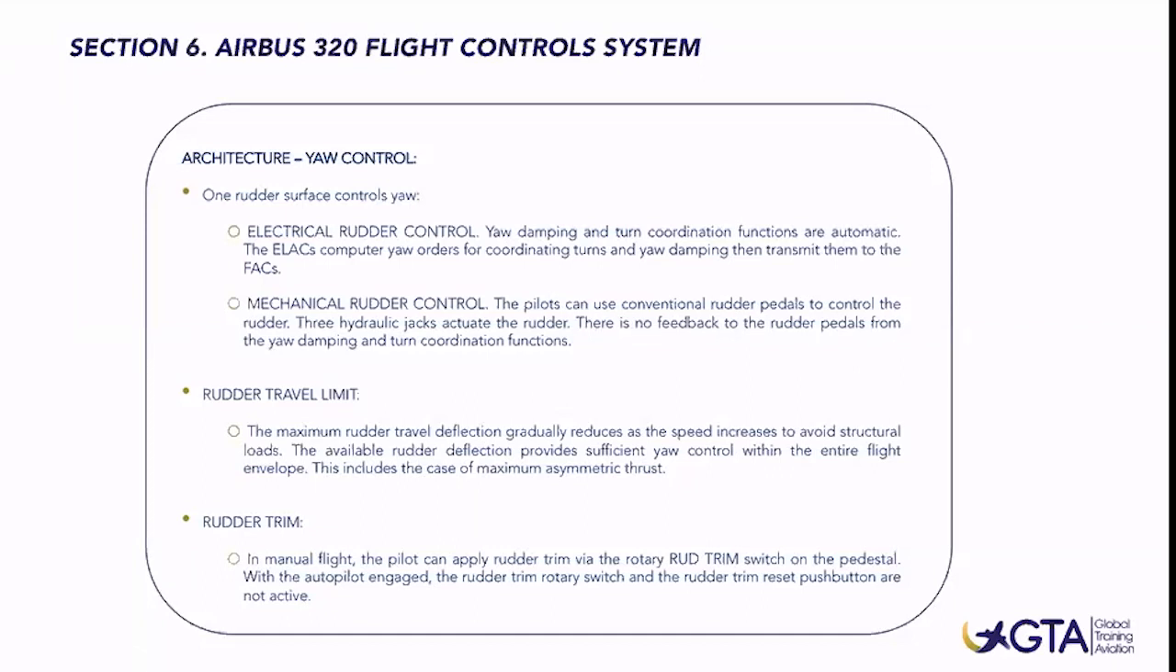Rudder trim. Well, this is quite important as well, especially when we are flying in manual flight with the autopilot disconnected. We have the opportunity to trim our rudder using this electrical rudder trim. In manual flight, the pilot can apply rudder trim with the rotary rudder trim switch on the pedestal. Remember that this is quite important. With the autopilot engaged, this rudder trim rotary switch and the rudder trim reset push button are not active.